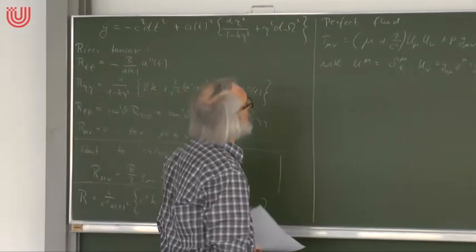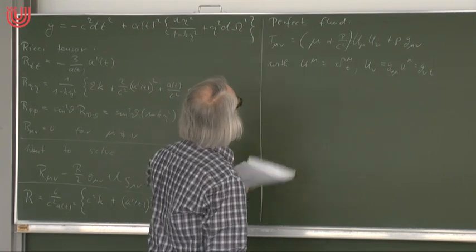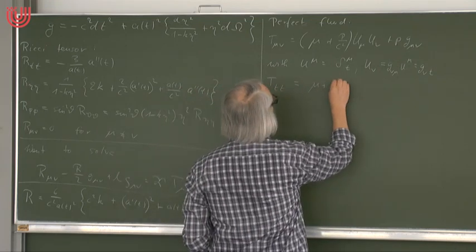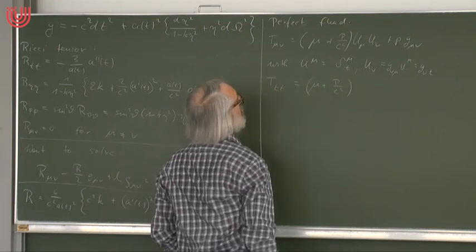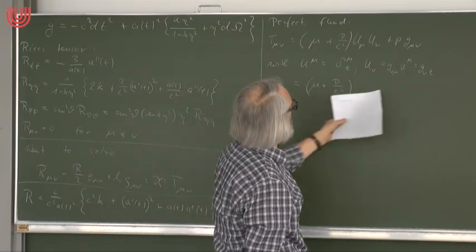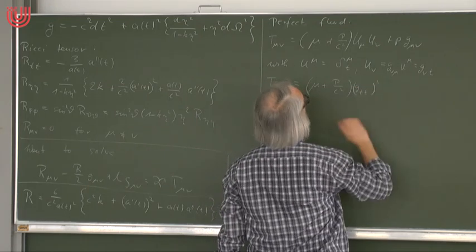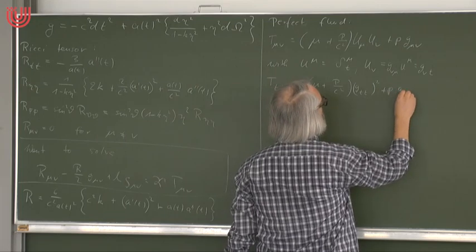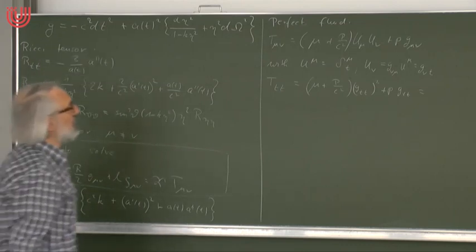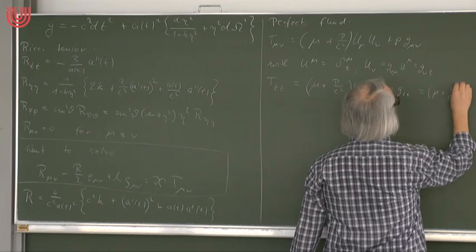And now we have specified the right-hand side. We want to try it with a perfect fluid. So we have to calculate the components of these things. So T_tt is what? T_tt is mu plus p over c squared, and then the index is t, so I have g_tt squared, plus p g_tt. And what is g_tt? g_tt is minus c squared. So this is mu plus p over c squared.